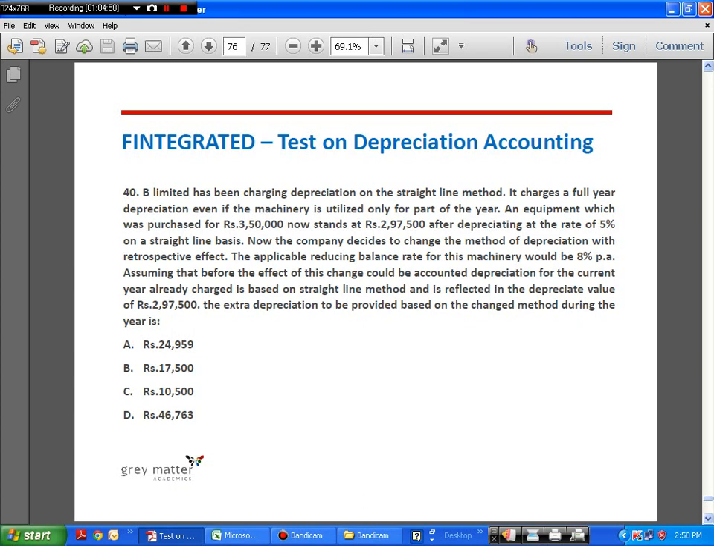The applicable reducing balance rate for this machinery would be 8% per annum. Assuming that before the effect of this change could be accounted, depreciation for the current year has already been charged and is based on straight line method and is reflected in the depreciated value of 297,500. The extra depreciation to be provided based on the changed method during the year is how much?